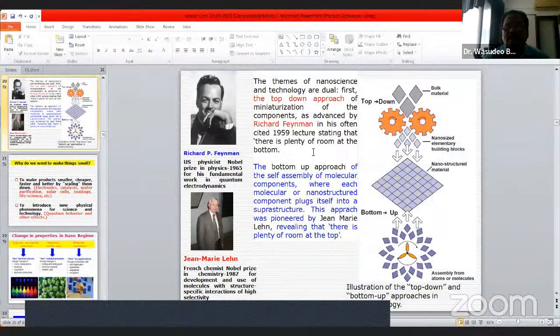So he says that there is plenty of room at the bottom. Another approach is given by Jean-Marie Lane, and he has given the bottom-up approach. So start from the small particles like atoms and molecules, so that we get the nanomaterials. Both the scientists have suggested this, and secondly, Jean-Marie Lane says that there is plenty of room at the top. So the meaning of this is there is plenty of room at the bottom and top.